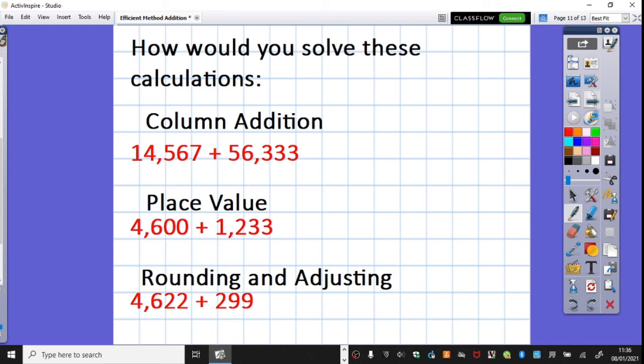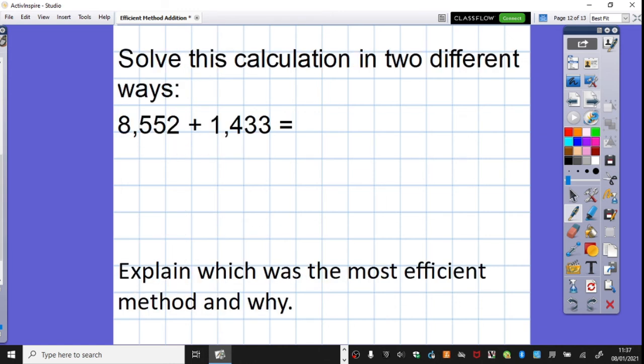So today you're going to be given a range of calculations, and I want you to try and sort those calculations into ones that are column addition, where you can't hold it in your head and it won't work with some mental jottings, those that are maybe place value, and those that you could round and adjust, and then have a go at calculating those for me. Some of you will then have a little reasoning problem on the end to try and find 2 different ways to solve this problem.